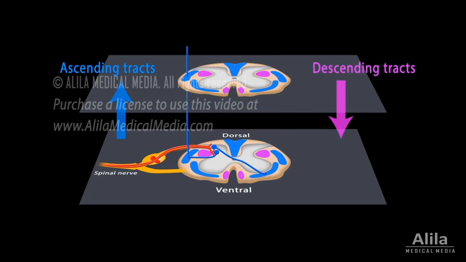Some tracts cross over to the other side of the cord before they reach the brain. They convey sensory information from one side of the body to the other side of the brain. When this happens, the information is said to be transmitted contralaterally. Tracts that stay on the same side all the way are said to conduct information ipsilaterally.